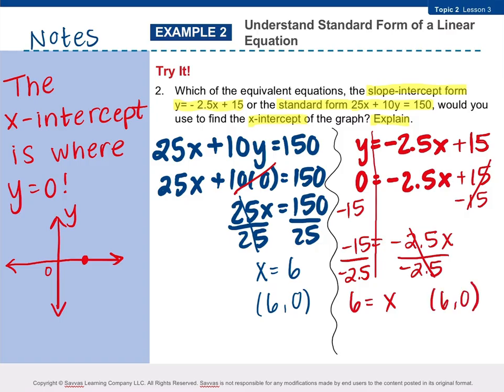I think both of them are pretty easy. I think you guys could do it either way. I mean, the standard form was maybe one less step. So I guess we should pick standard form.